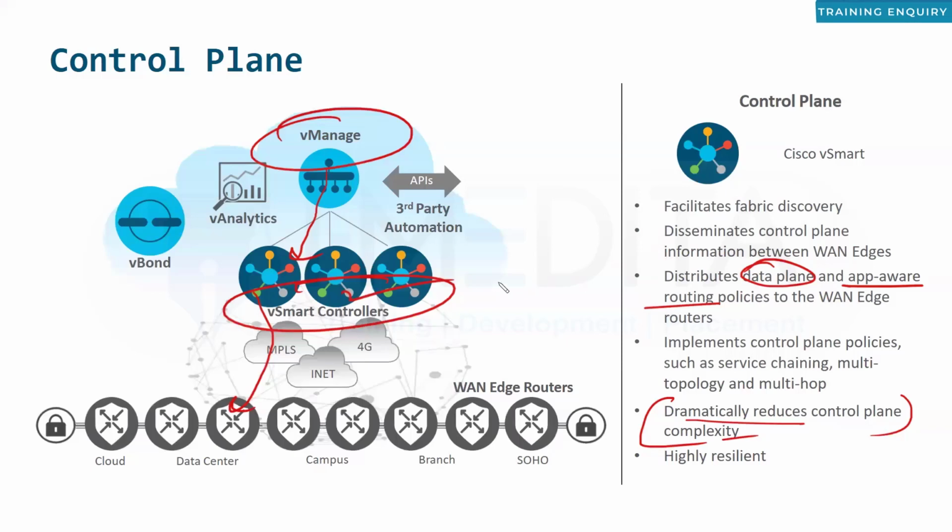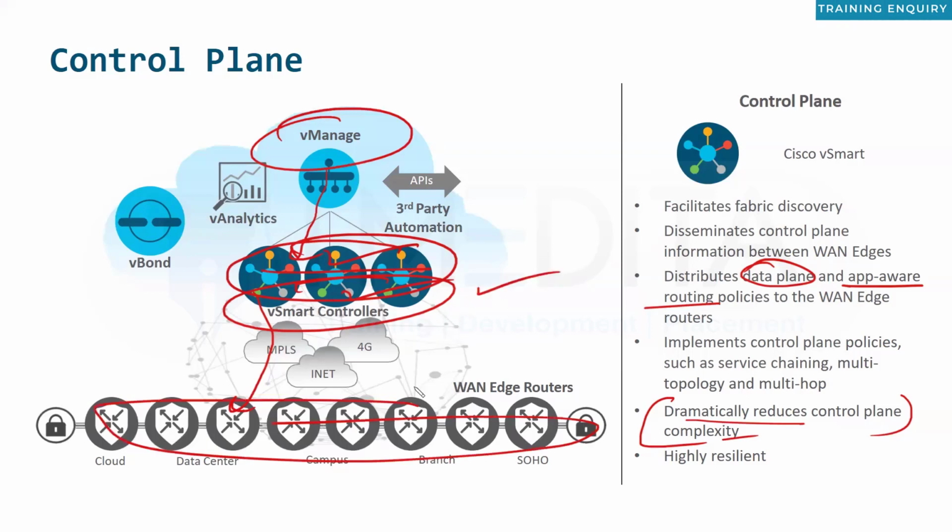right? But in SD-WAN, you just have to go to your vSmart controller, update the policy there, and then vSmart will provide the best path information to the managed routers dynamically. So you don't really have to log into each and every router, right? So that's what it will perform, and that's how it would dramatically reduce the control plane complexity. Does that make sense to all of you? Yes. Okay. Highly resilient. Why? Because it is also using a Linux based operating system, right?